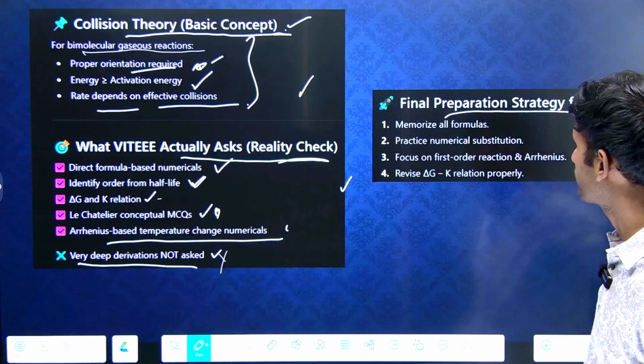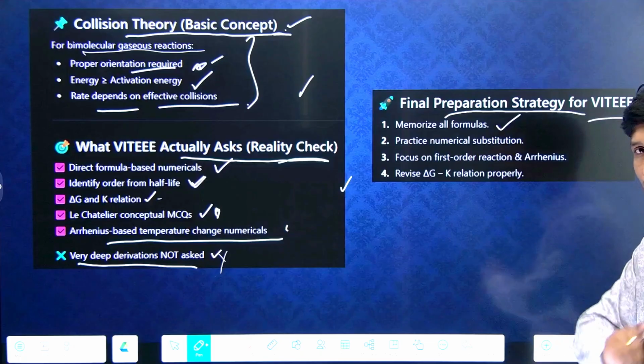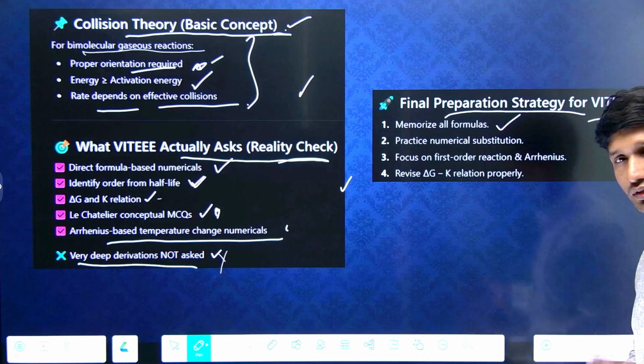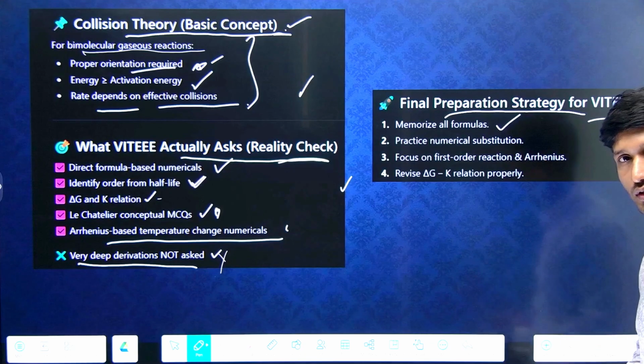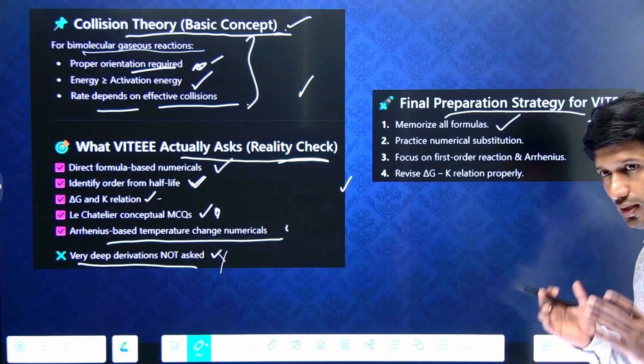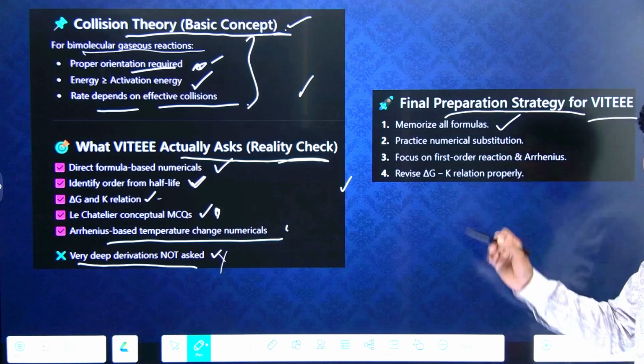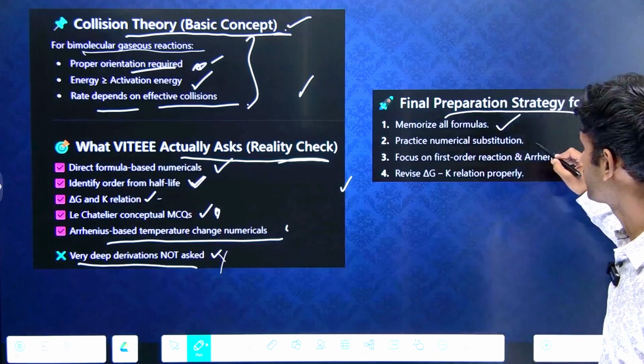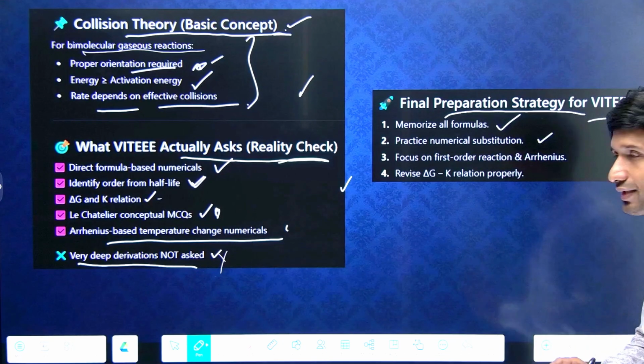What is the final preparation strategy? Memorize all the formulas. You cannot negotiate on learning the formulas. Learn them by heart. If you are not understanding, just write it down, learn it, just put it in your memory, and whenever direct questions are asked, you must be able to solve them quickly. So this is the base of the examination.